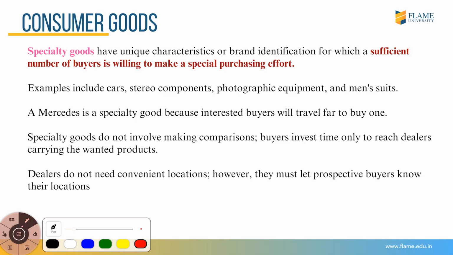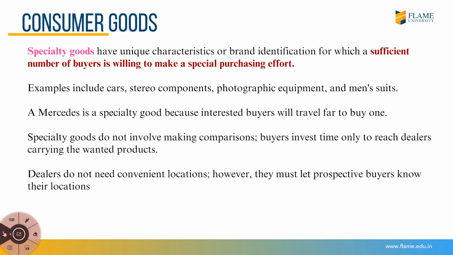Mercedes Benz is a classic example of a specialty good, wherein people are willing to travel a distance to go and actually check out the vehicle and then wait for it even if it is not available. There are instances where people have waited for 3 to 4 months to procure a vehicle. And here the dealers or the sellers do not need convenient locations. They have a location and the customer makes an effort to reach the seller. These kinds of goods are called specialty goods.